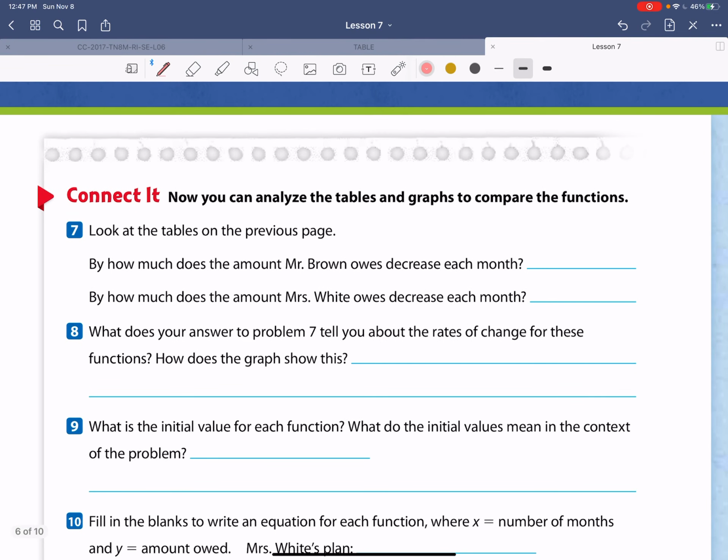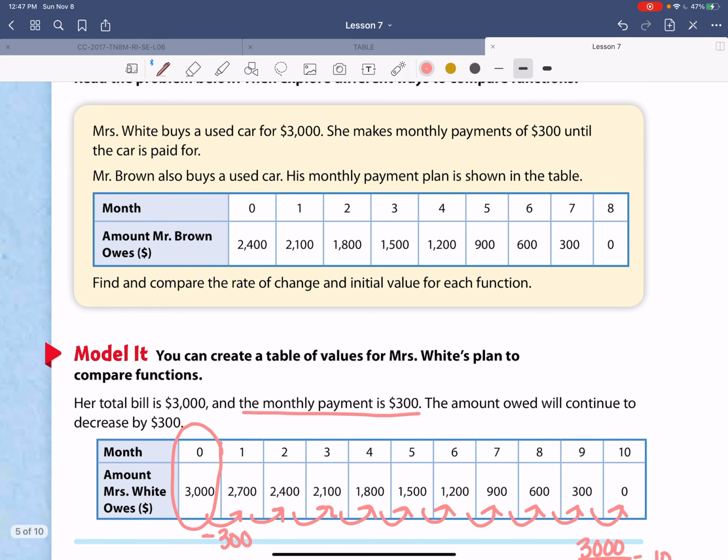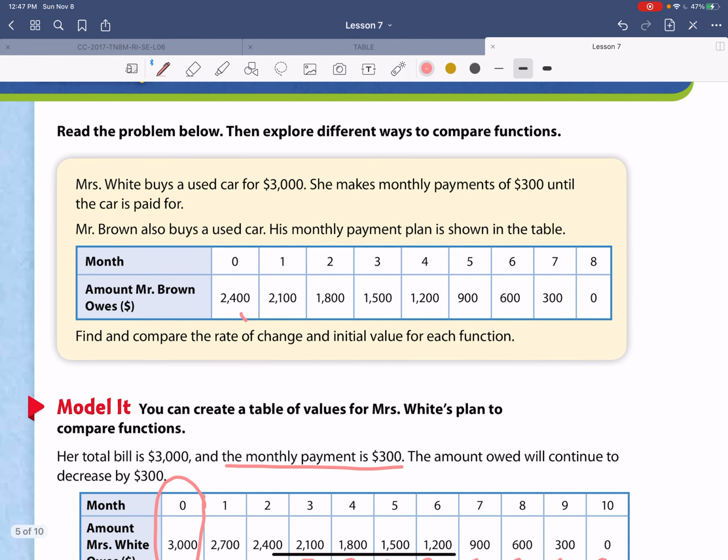So number 7 says, look at the tables on the previous page. How much does the amount Mr. Brown owes decrease each month? Oh, I was looking at the wrong one the whole time. Okay, so Mr. Brown's also goes down by $300 every month.